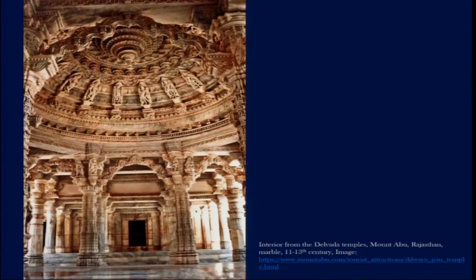So from there, if we move on a little further, we see some of the temples. For example, the Delwara temple in Mount Abu, and then the Ranakpur temple complexes.